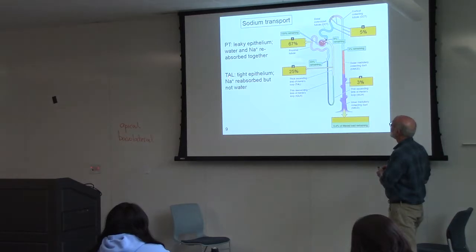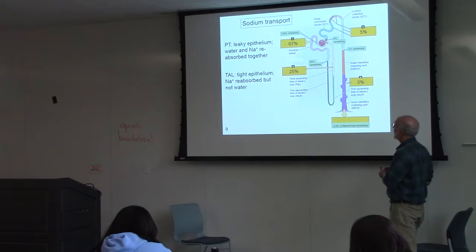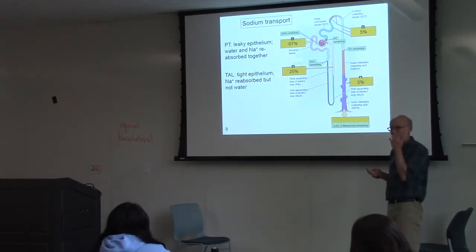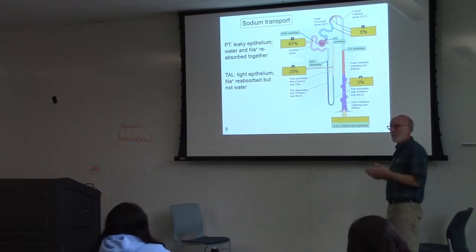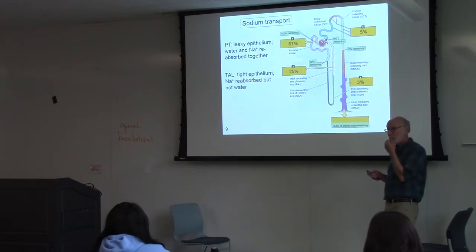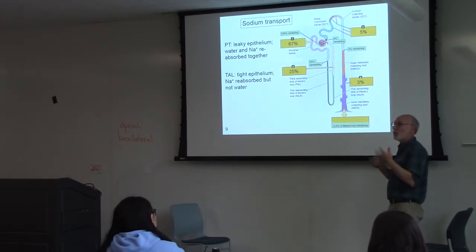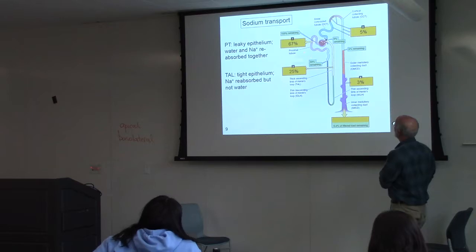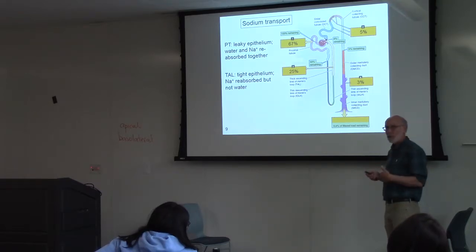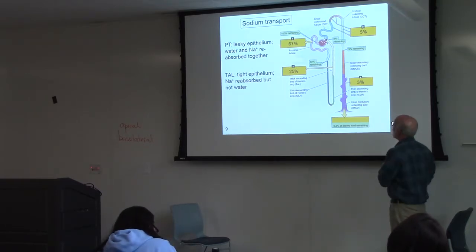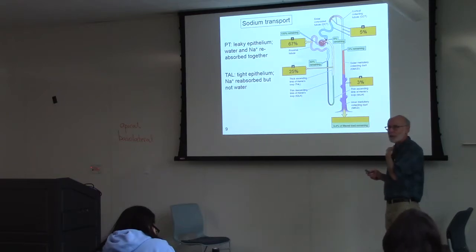The ascending limb of the loop of Henle is a tight epithelium. It has tight junctions. And sodium is going to be reabsorbed, but not water. Okay? What's the difference? Well, we're going to see many differences, but those are what I want you to know. And I do want you to know that about 2/3 of the sodium that we filter is reabsorbed in the proximal tubule. We're going to talk about mechanisms in just a minute.